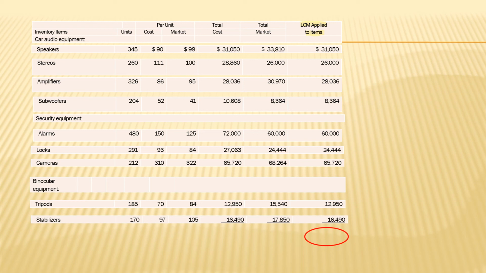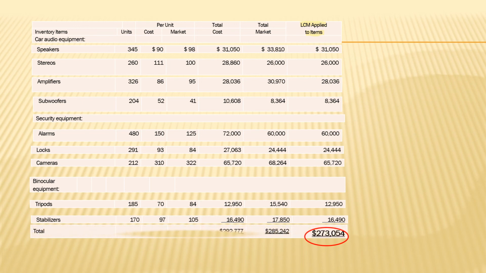For the stereos, the total cost is 28,860. When I multiply the 260 units times the cost, 111, it gives us 28,860. And for the total market, when I multiply the 260 units by the 100 market price per unit, it gives us the total market, 26,000. I'm going to compare these two numbers, 28,860 and 26,000, to see which is lower. Of course, 26,000 is the lower, so I'm going to write it here in the last column, LCM applied to items, and so on for each item here.